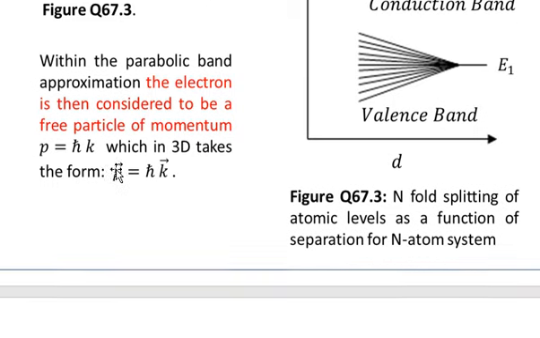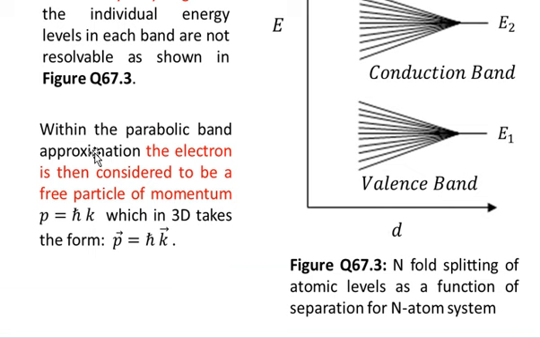So let me read this statement, because this statement is very important. Within the parabolic band approximation, the electron is often considered to be a free particle of momentum p equal to h bar k, which in 3D takes the form p vector equal to h bar k vector. So you see that here we are talking about a single electron.